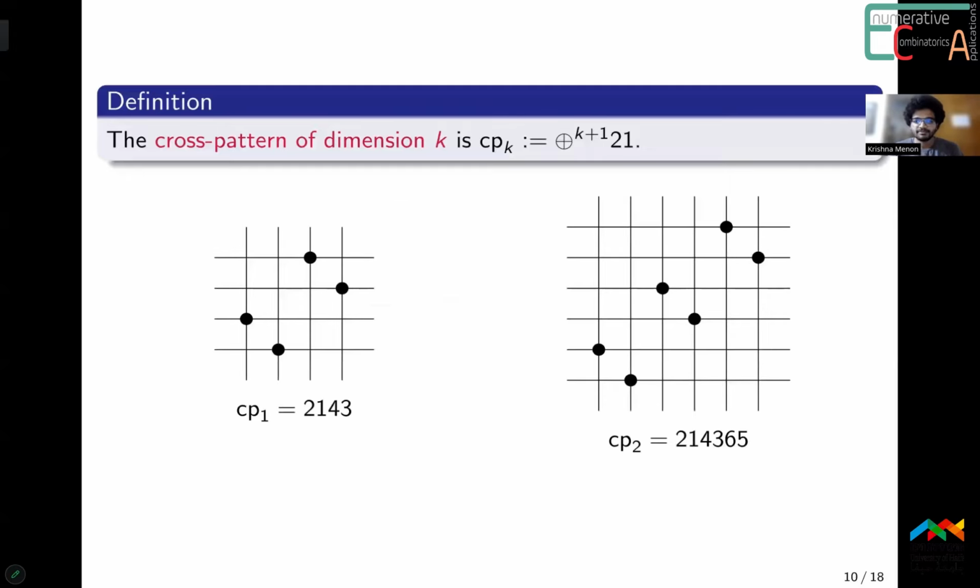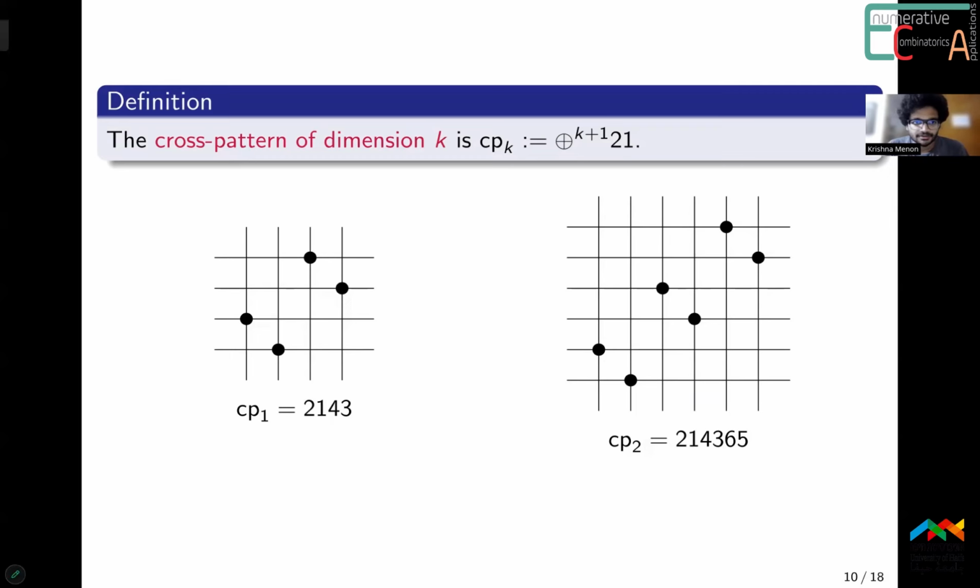Okay, so the patterns that we'll be interested in are these cross patterns of dimension k. So I'm going to first define them. CPK is just the sum of k plus 1 copies of 2, 1. So for example, for CP1, you have 1 copy of 2, 1, and then you just add another copy of 2, 1 above. So the actual permutation is just 2, 1, 4, 3. Similarly, for CP2, there are 3 copies of 2, 1, and so the permutation is 2, 1, 4, 3, 6, 5. So basically, first 2 you swap, second 2 you swap, third 2 you swap. So these are the permutations.